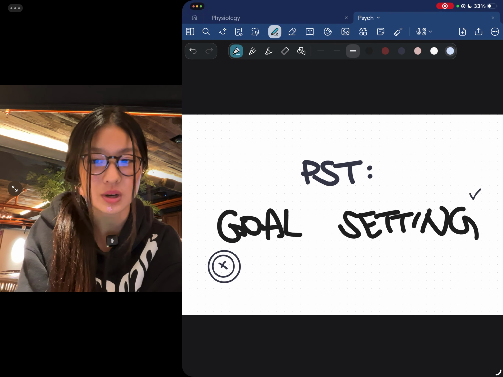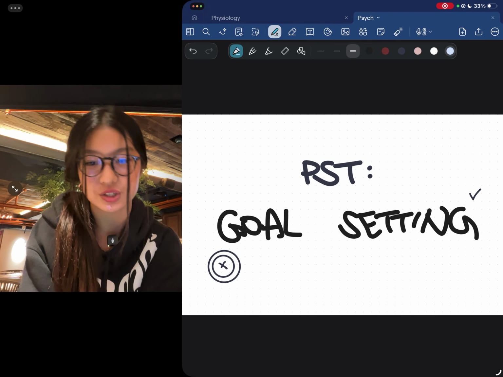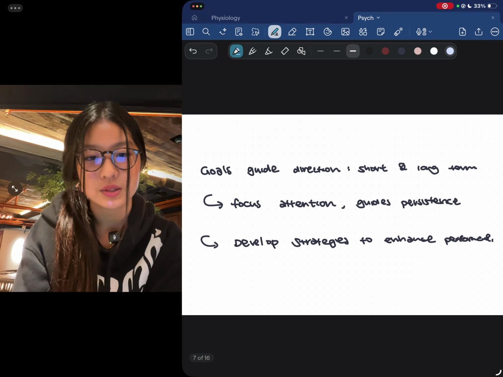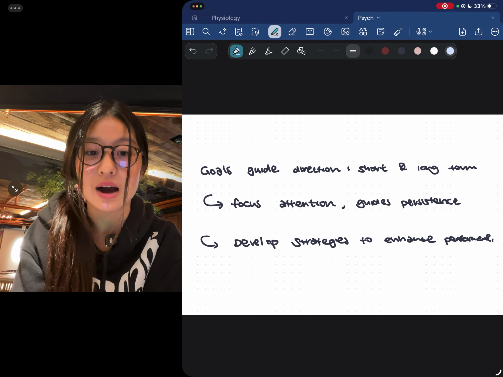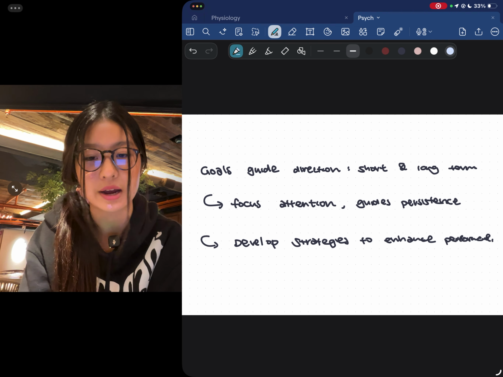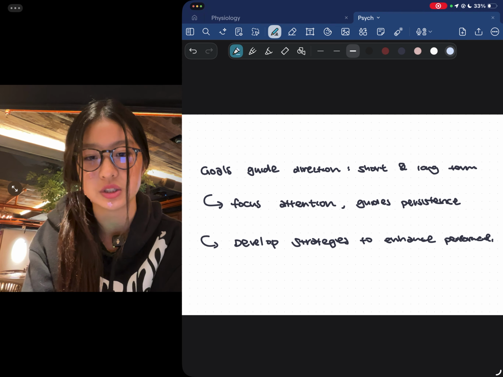Okay, we're gonna focus on one specific type of psychological skills training, which is goal setting. So goals are effective because they guide direction in both short and long-term situations. They're able to help us focus our attention, guiding our persistence, and also from goals we can develop strategies to enhance performance. So there are 4 types of goals that we want to focus on.